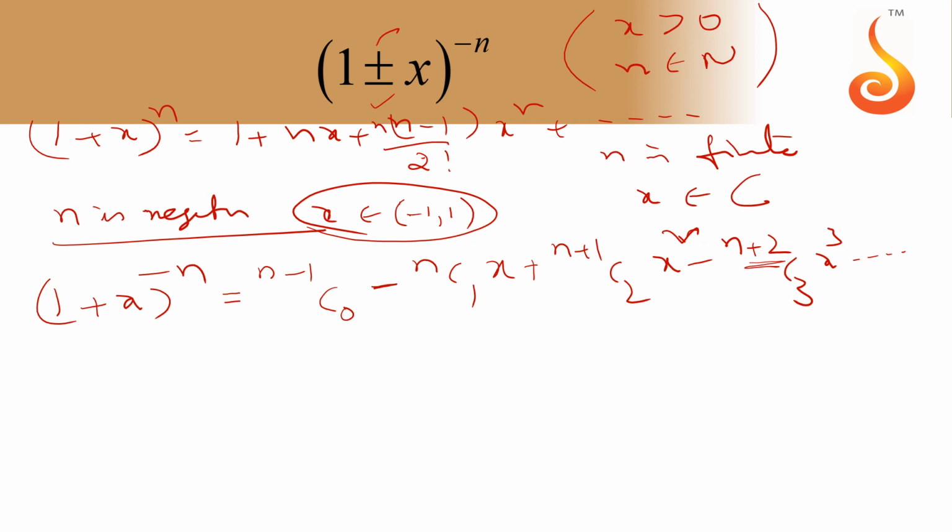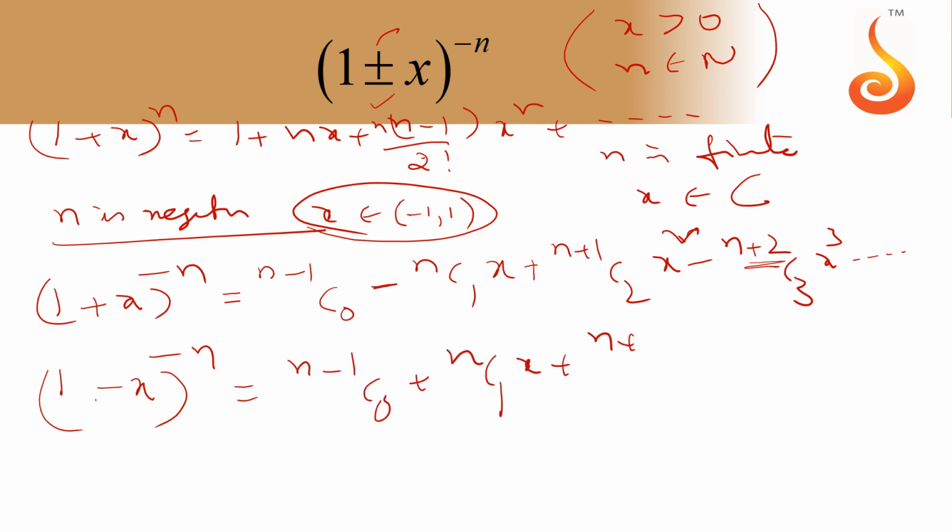So when you have (1 minus x) whole power minus n, since you have minus here, all will become plus. So (n minus 1)C0 plus nC1 x plus (n plus 1)C2 x square plus so on. These are the formulas.